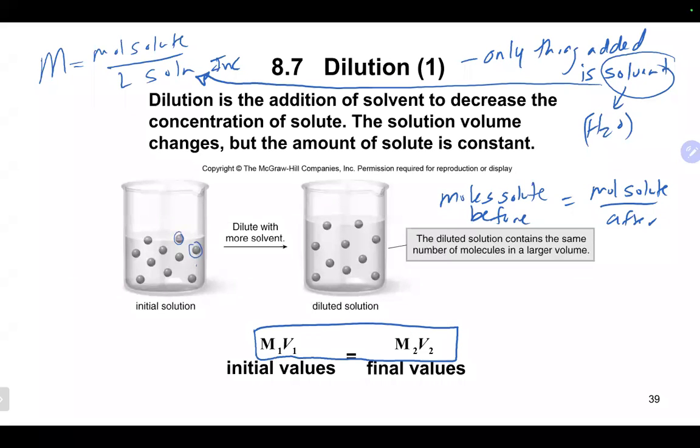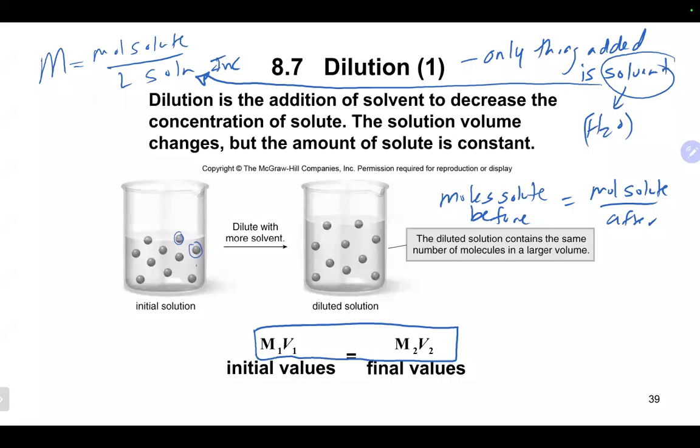So if you solve for M1, that would be the concentration, the more concentrated one. If you solve for V1, that's how much of the concentrated one you're going to use. If you solve for M2, that's typically the concentration of your diluted solution, and V2 would be your volume of diluted solution in this case.